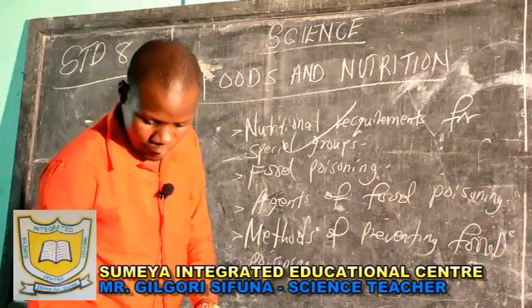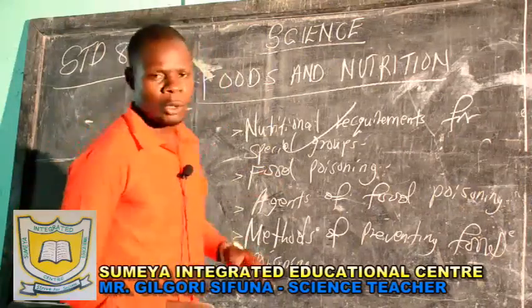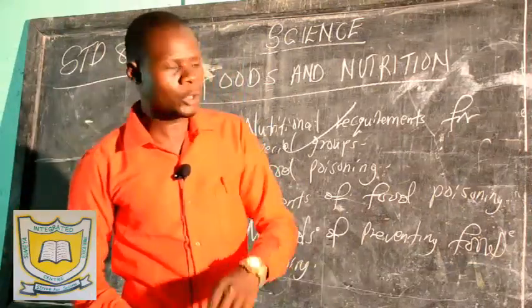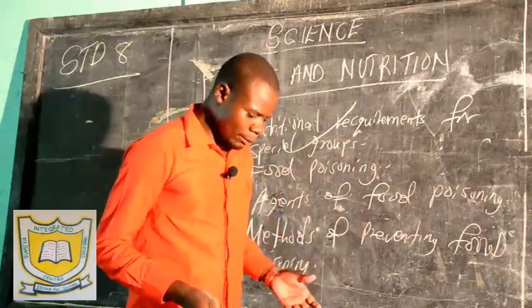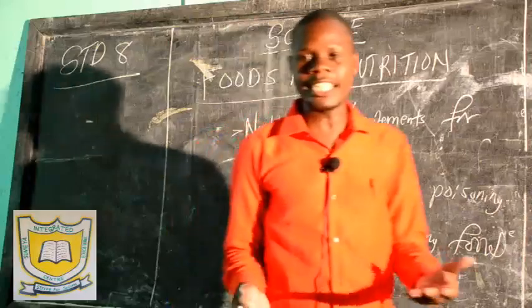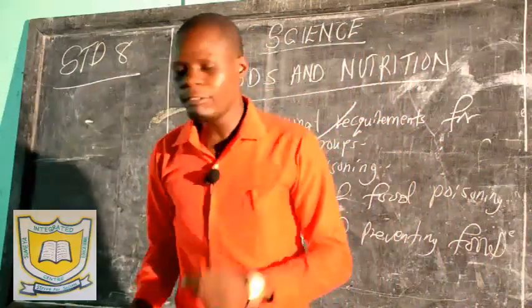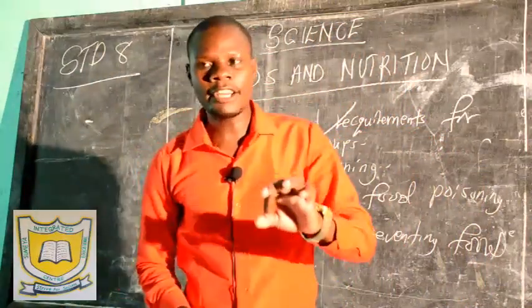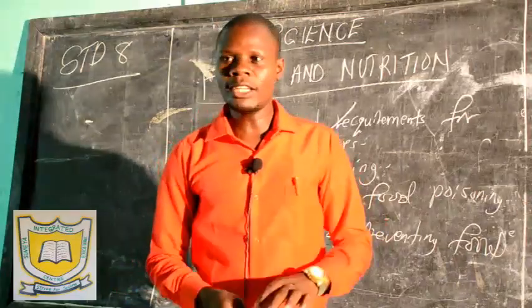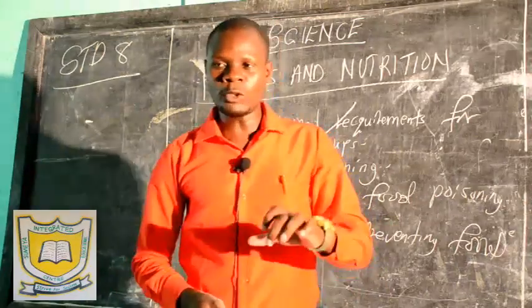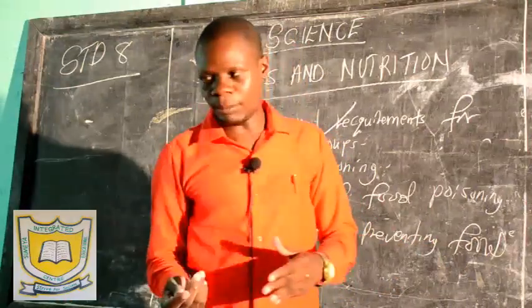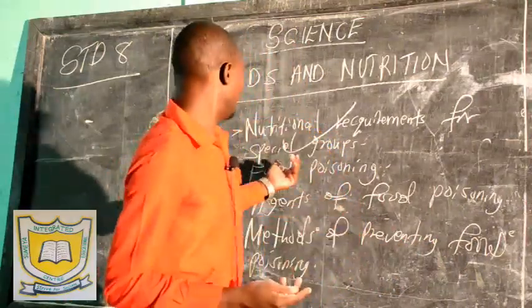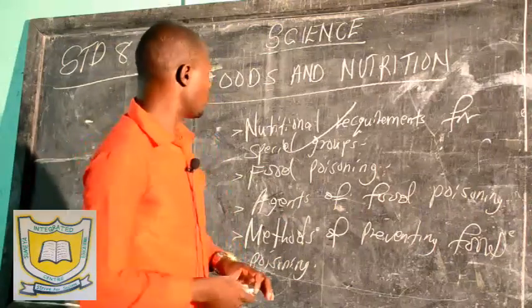Nutritional requirement for special groups. When I talk about nutritional requirement for special groups, these are people with special cases. For example, we can say people are not the same. We might have one person suffering from a disease, one person having a certain problem, one person having a certain physical problem, or other things that can make you be called a special group.